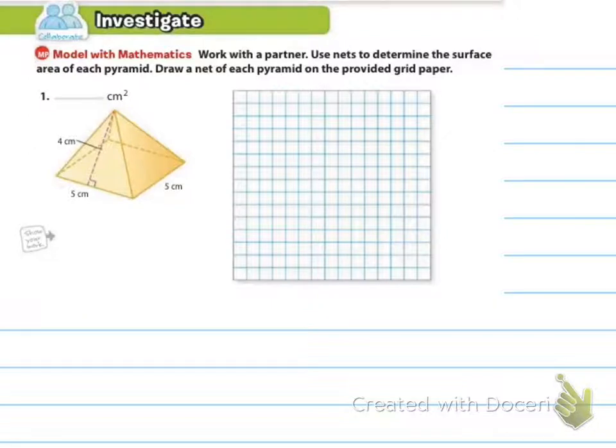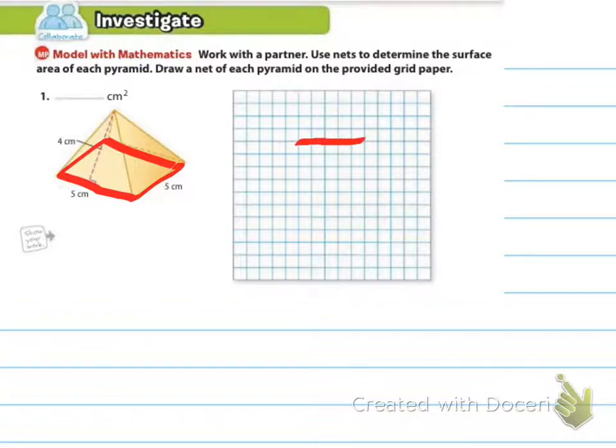All right, so it says to use nets to determine the surface area of each pyramid. Draw a net of each pyramid on the provided grid paper. So of course we always start with our square base because this is our square pyramid, and it's a 5 by 5. So I'm going to count out 5.